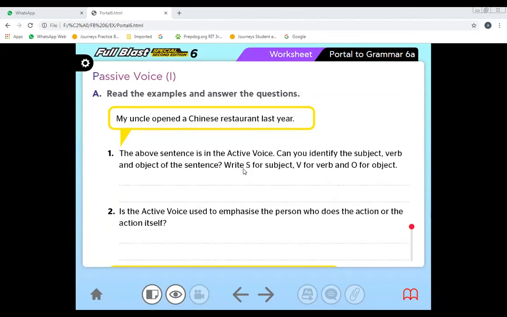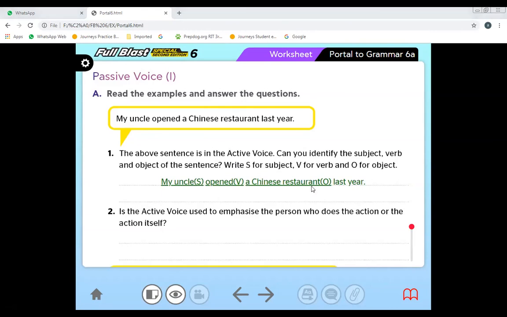Who can tell me where is the subject here? My uncle. Excellent. It's my uncle. Where is the verb? Opened. Excellent. And where is the object? Chinese restaurant. Excellent. So my uncle is the subject, opened is the verb, Chinese restaurant is the object.